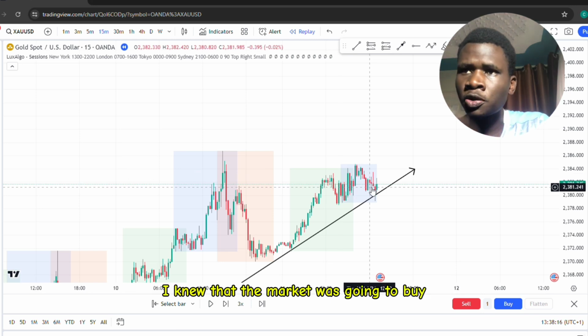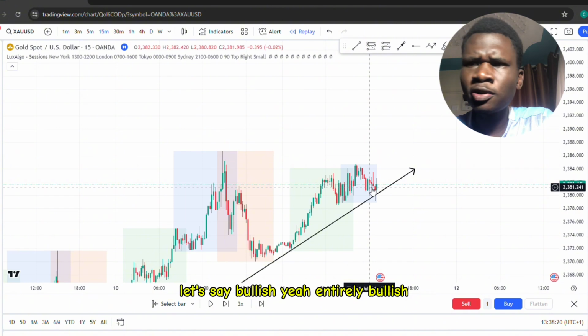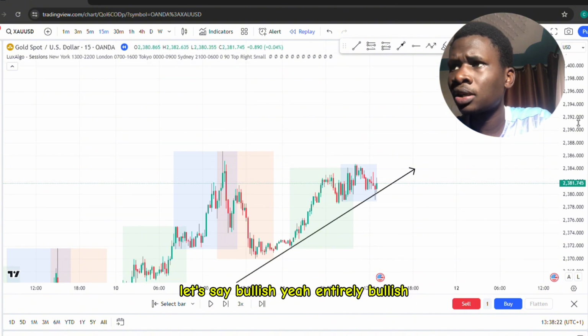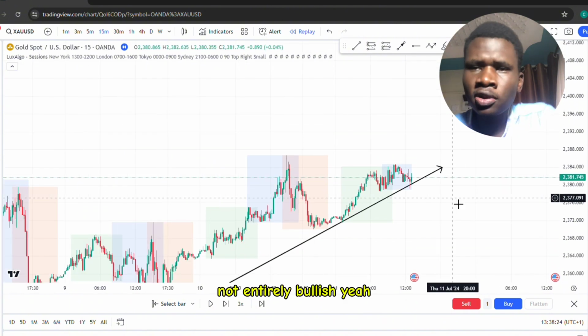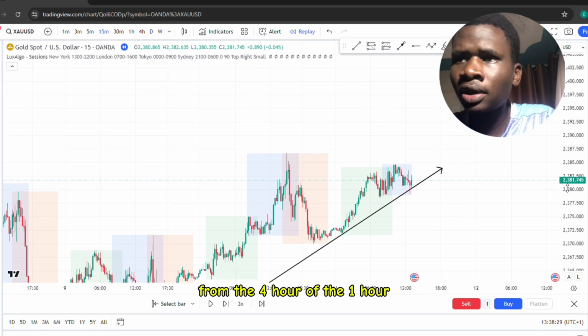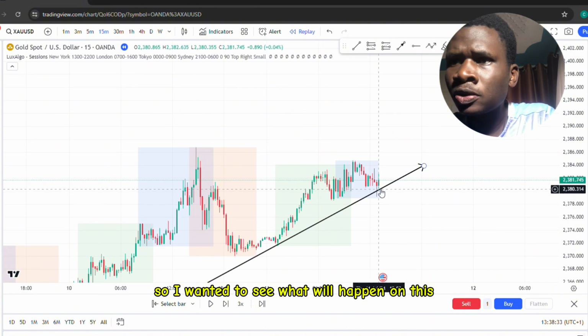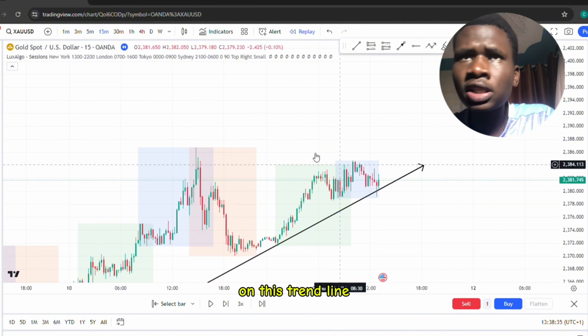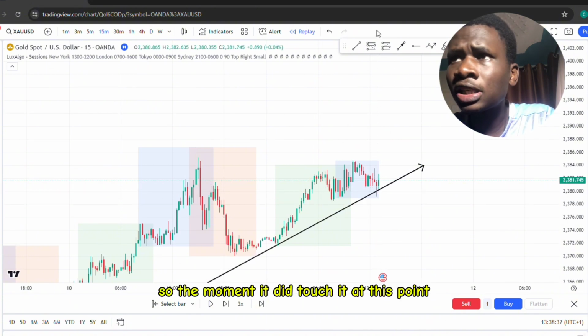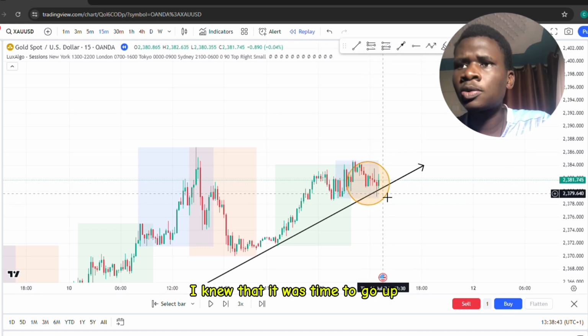I knew that the market was going to buy, because the market was, let's say, bullish. Yeah, not entirely bullish here, but most recently it was very bullish. From the 4-hour, the 1 hour, when you look at the market, it was very bullish. So I wanted to see what will happen on this trend line. The moment it did touch it at this point, I knew that it was time to go up.